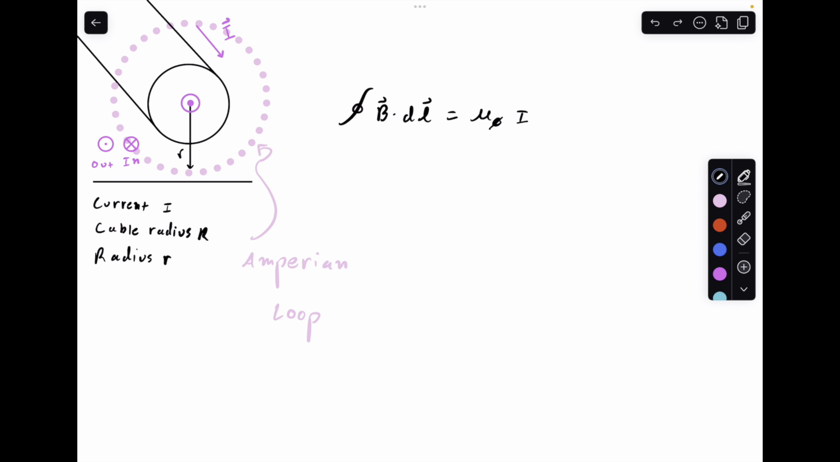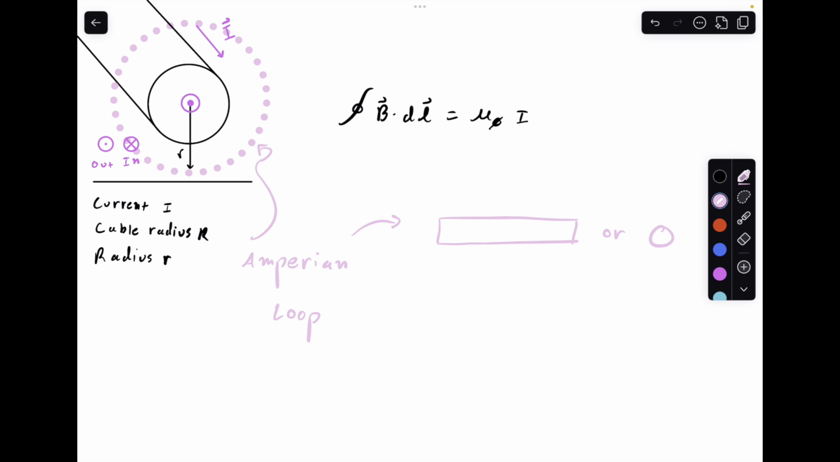So enough about that. What I'm going to talk about now is why we picked a circle. I don't want to give you the wrong idea of Amperian loops, but Amperian loops can exist in many shapes. Oftentimes in AP Physics C, you will only have a circle or a rectangle.